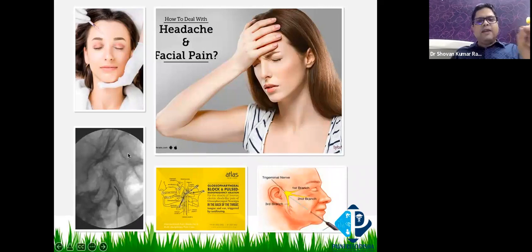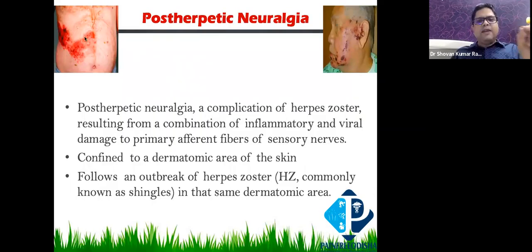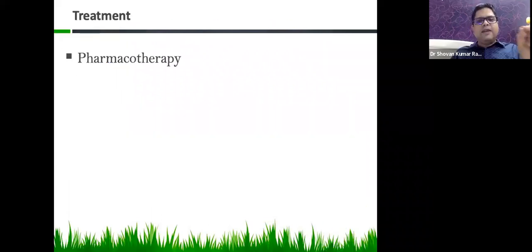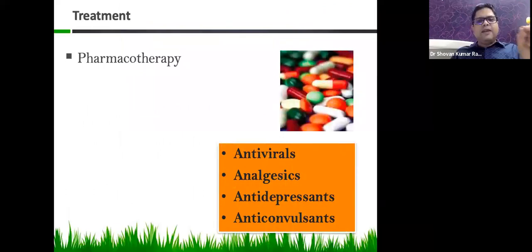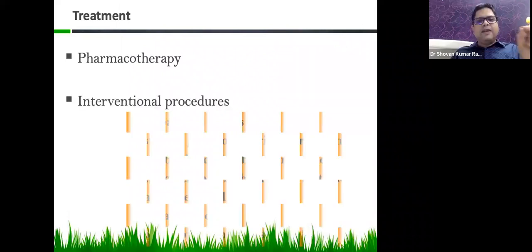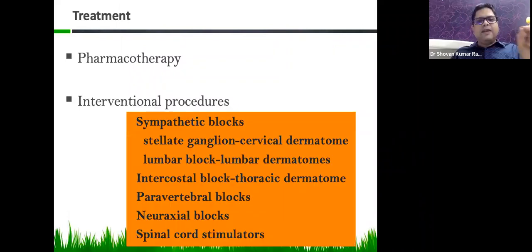Particularly, you must have seen post-herpetic neuralgia. Herpes usually occurs in a single dermatome. If in that dermatome it stays for a longer time, then pain may reappear after a month or so. In that case, we can go for different kinds of pharmacotherapeutic agents that we know: gabapentin, nortriptyline, amitriptyline. These are the drugs that can be used. If none of this is working, then we can go for interventions like sympathetic blocks, intercostal blocks, paravertebral blocks, neuraxial blocks, or at last spinal cord stimulators can be put.